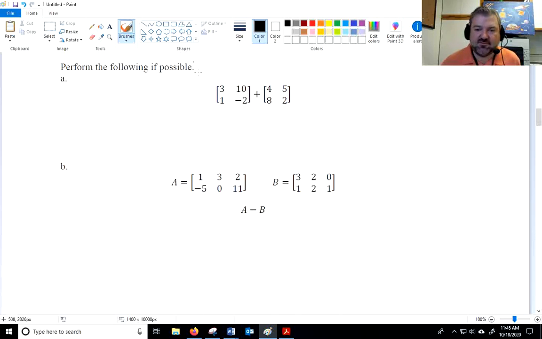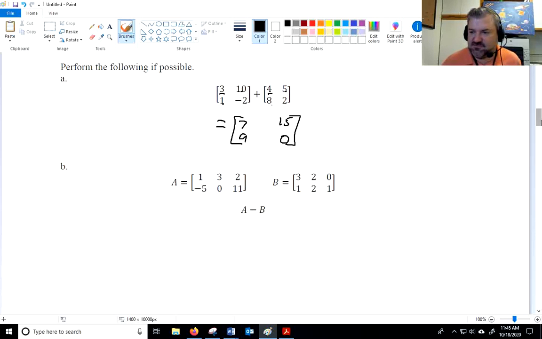So let's try that. We're going to add these two matrices together. And I'll just go ahead and form my answer matrix. So I add 3 plus 4 is 7. 10 plus 5 is 15. 1 plus 8 is 9. And negative 2 plus 2 is 0.